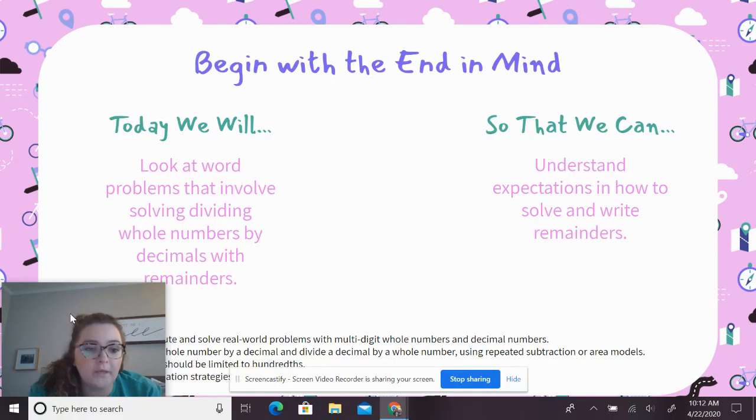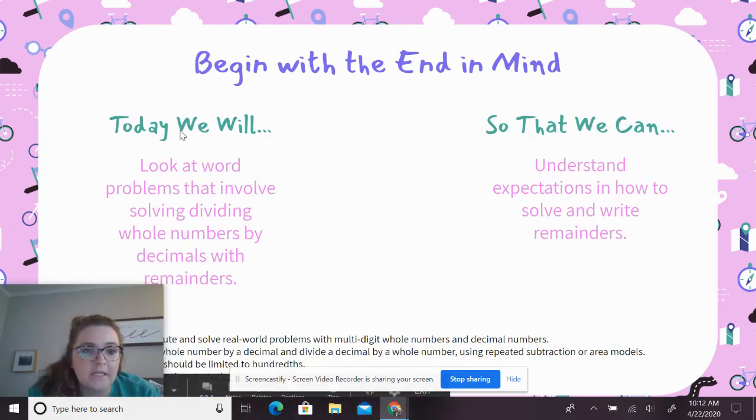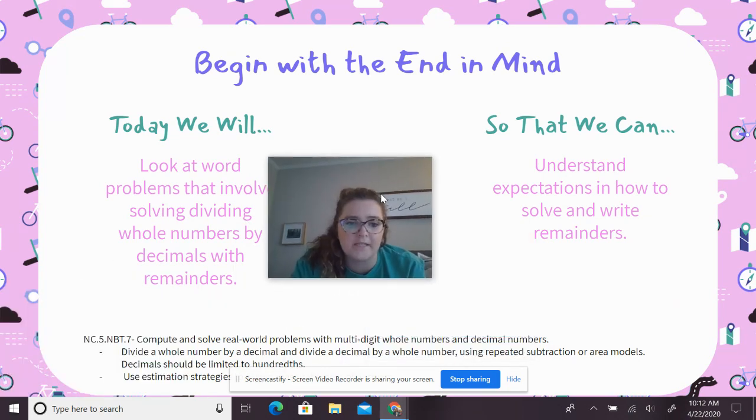All right, so here is our goal by the end of this lesson. Today, we will look at word problems that involve dividing whole numbers by decimals with remainders, so that we can understand expectations and how to solve and write remainders. We know when you divide whole numbers that y'all know perfectly well how to write remainders or how to deal with them and how to write them as fractions. However, now that we're dividing decimals, we want to make sure that we know the proper instructions on how to write them as decimals.